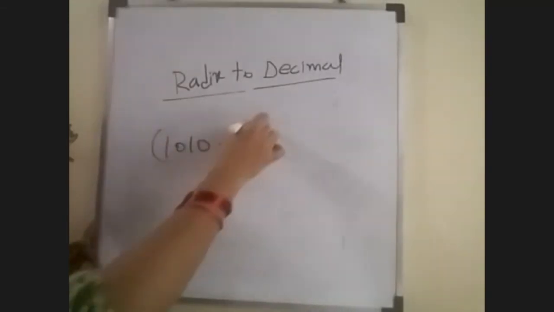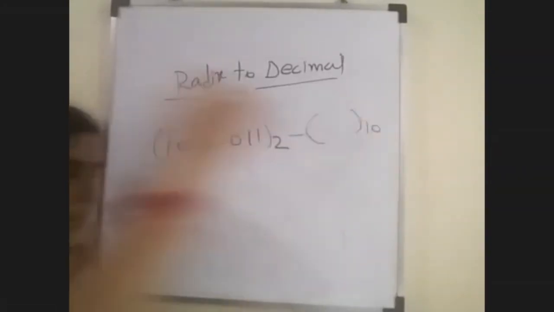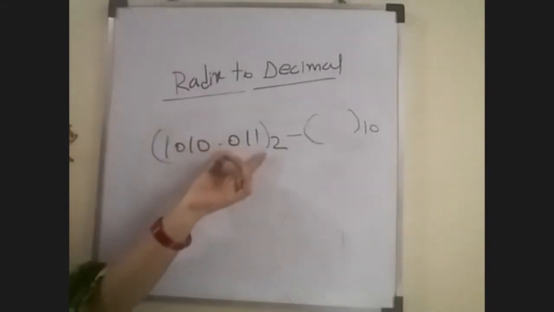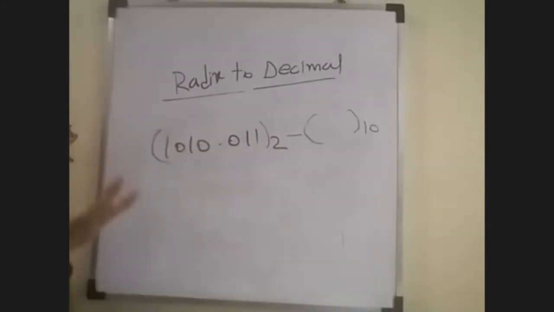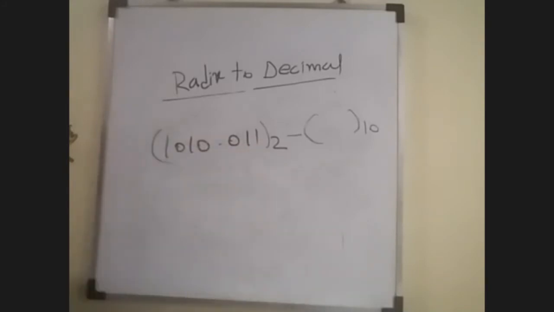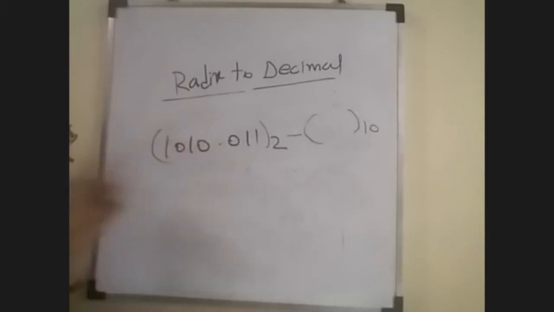1010.011 base 2 to base 10. Here the fractional part is also there, right? So converting decimal to any radix, you multiply the fractional part by 2, and like that you multiply based upon the radix. So now, what is the procedure? First you can observe here.